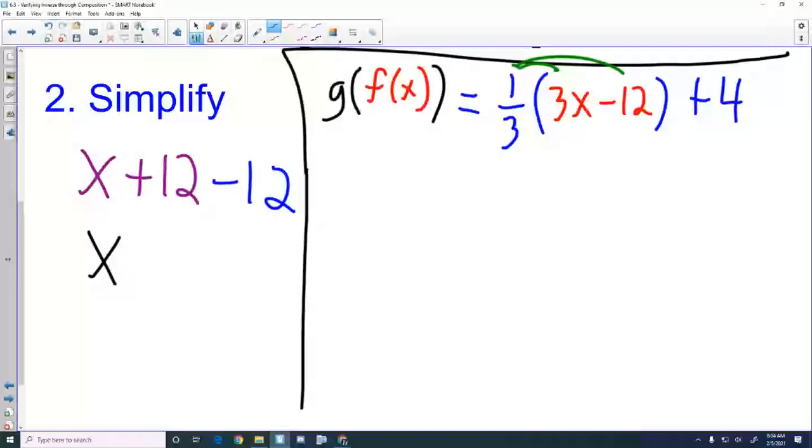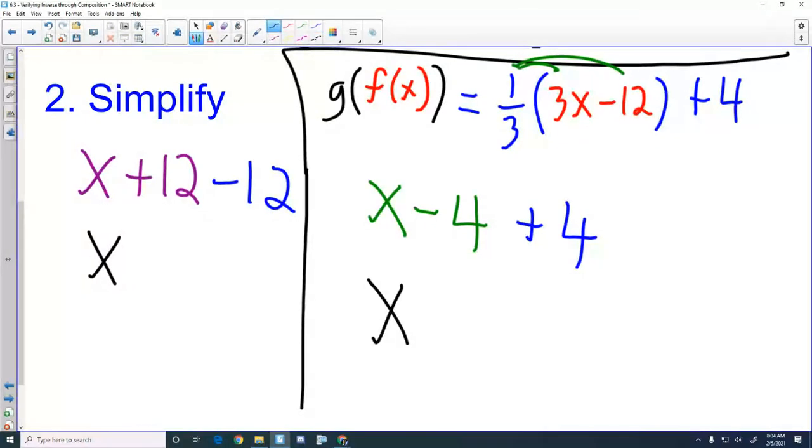1/3 of 3, well, 3 divided by 3 is just 1. So that's going to be just an x. And what's 1/3 of negative 12? Yeah, 1/3 of a negative 12 would be a negative 4. So we'll write a minus 4. Then I still have the plus 4 from after the parentheses. Negative 4 plus 4, obviously those cancel out and leave us with just x.